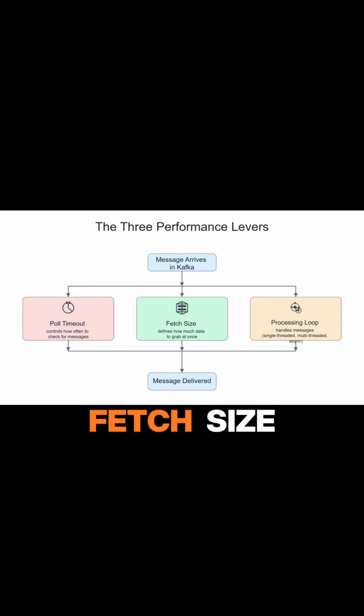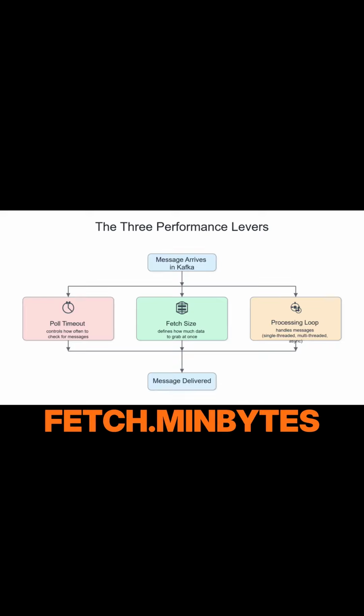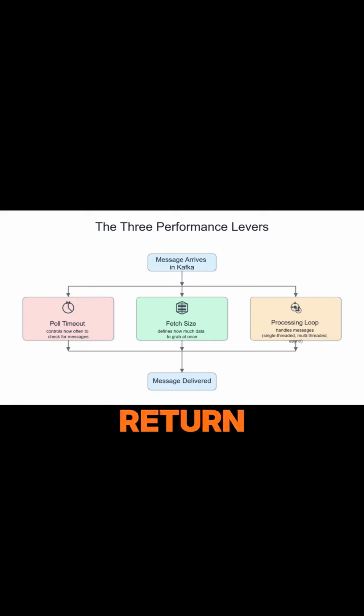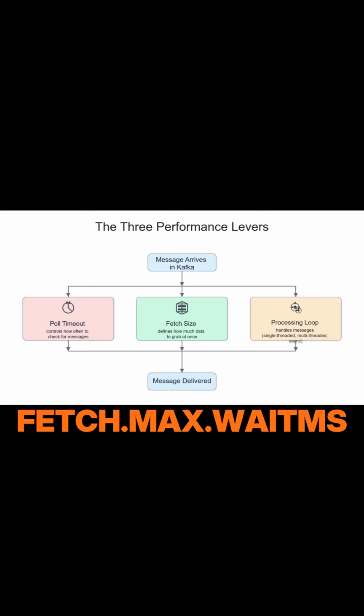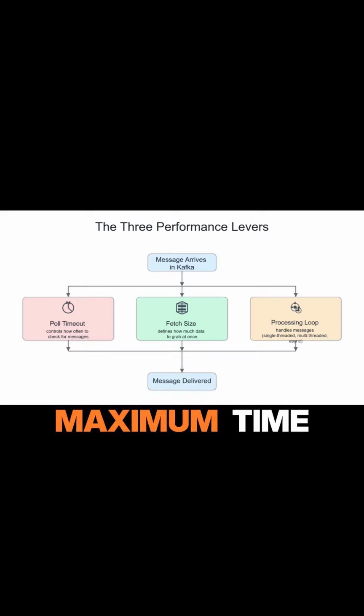Next, we have fetch size. These settings control how Kafka batches messages before sending them to your consumer. Fetch.minBytes specifies the minimum data Kafka should return, and fetch.max.waitms is the maximum time Kafka waits to gather that minimum data.